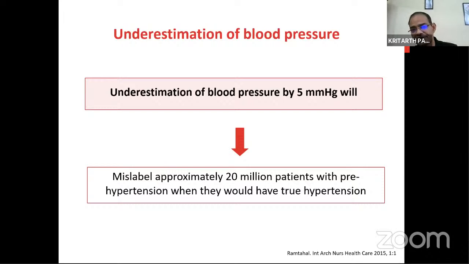The underestimation of blood pressure. If we underestimate blood pressure by 5 millimeters of mercury, it will lead to mislabeling of approximately 20 million patients who would have pre-hypertension. If we are not treating the hypertension, then it leads to end organ damage. So these incorrect diagnoses or underestimation of blood pressure, by at least 5 mmHg, have a later impact of damage by stroke, kidney damage, and heart failure.